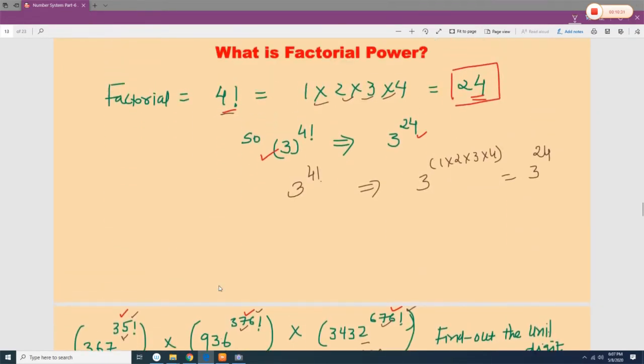What is a factorial power? In number system part 4 we discussed the factorial. But one more time, 4 factorial means 1 into 2 into 3 into 4, which is 24. So if it is written 3 to the power factorial 4, it means 3 to the power 1 into 2 into 3 into 4. So 3 to the power 24.